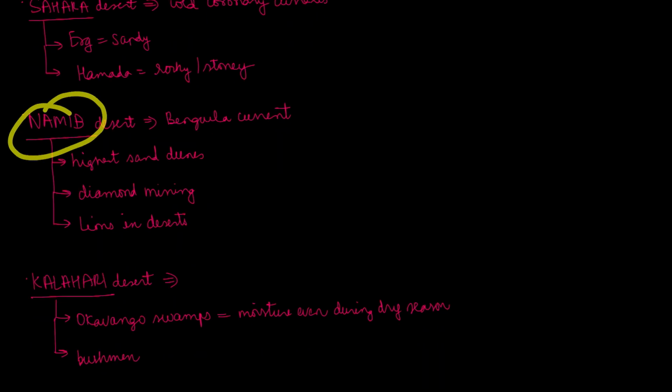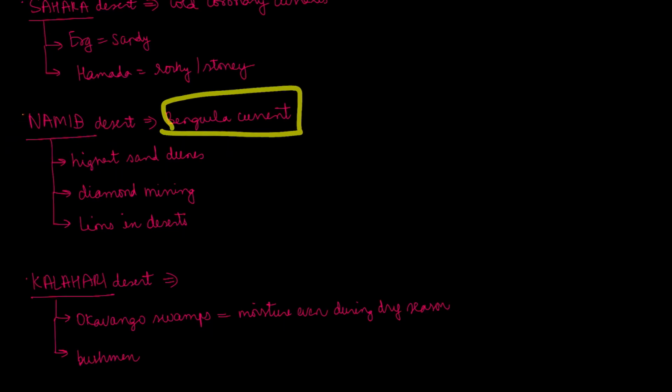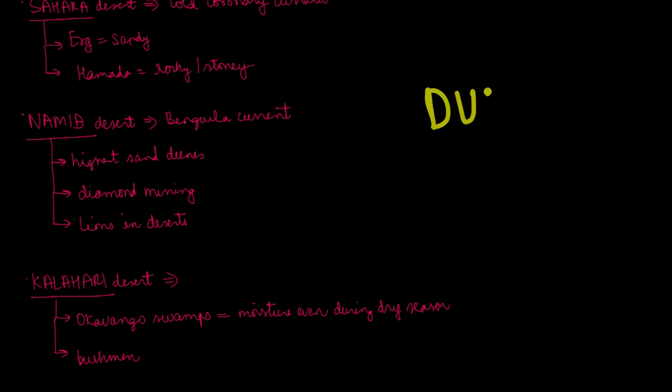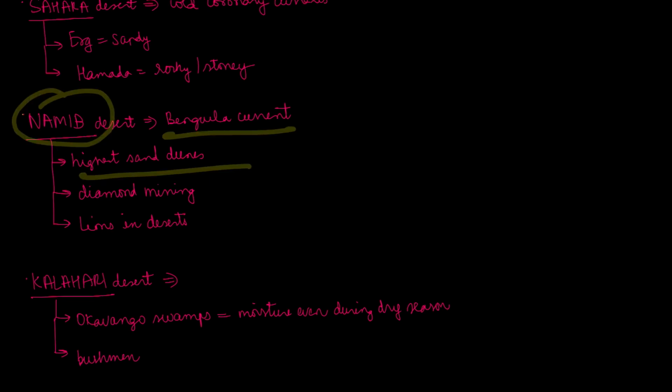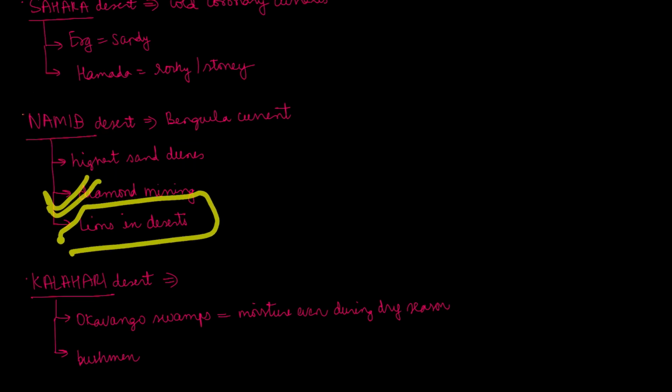Then comes the Namib Desert. Namib Desert is because of the Benguela cold currents, and it has the highest sand dunes. You might have seen the movie Dune, starring Timothée Chalamet and Zendaya. So you could have a pictorial representation of what sand dunes look like. It's also famous for diamond mining and lions in the deserts.